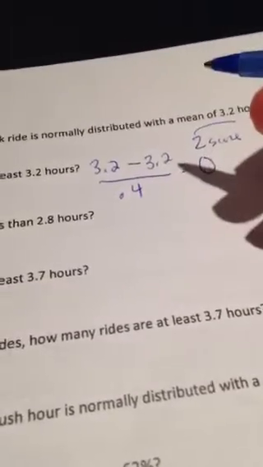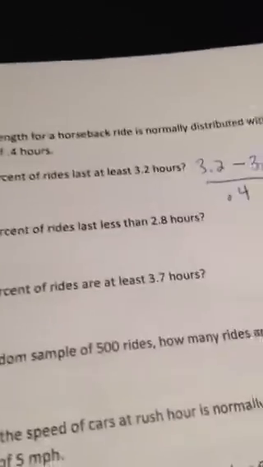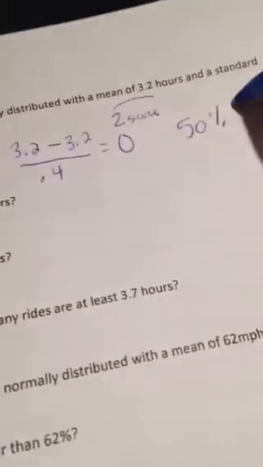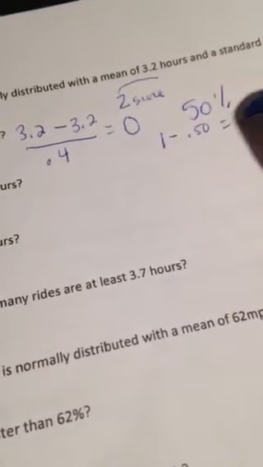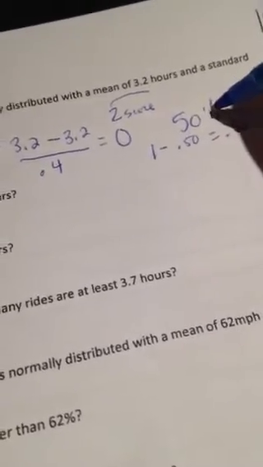Whenever you get your z-score, your next step is always look it up on the chart, okay, if they want the percent. So here's your z-score of 0. It's actually 50%. So when they ask you what percent of rides last at least 3.2 hours, at least means more than, okay? So when you looked up 0.5 on the chart, you actually are doing 1 minus 0.5, but 1 minus 0.5 is still 0.5, so you still get 50%. 50% on the left, 50% on the right.